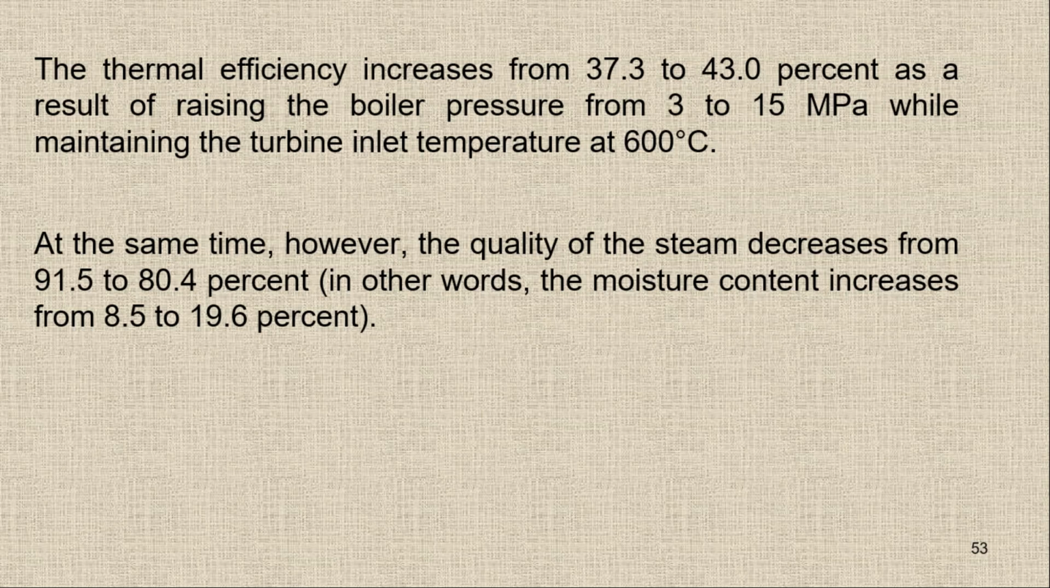But in both cases, we have maintained the inlet temperature at the turbine. So basically, we maintain the temperature at the inlet of the turbine, and the temperature was around 600 degrees Celsius. At the same time, you can see the quality was decreased. Previously, it was 91.5, and now we are getting around 80.4, which is very less. Due to this, we will get around 19.6% of moisture content at the turbine outlet. So this will create a problem.